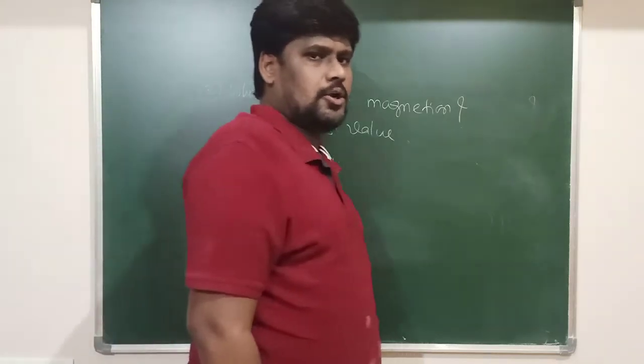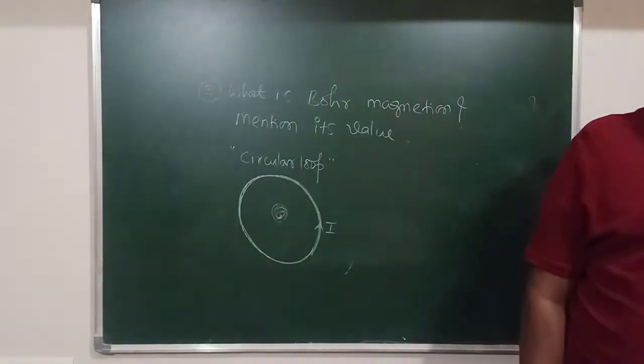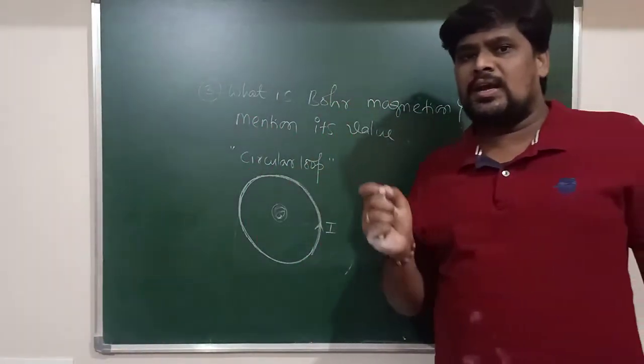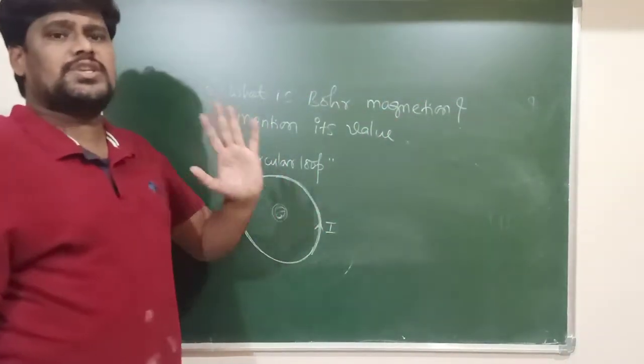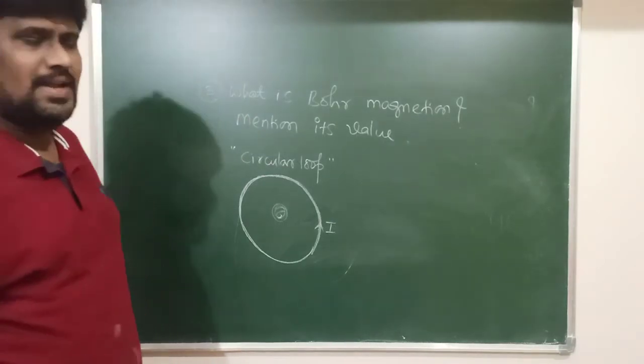Tell me, what is Bohr magneton? Bohr magneton is the magnetic moment of an electron revolving at the first orbit of a hydrogen atom.